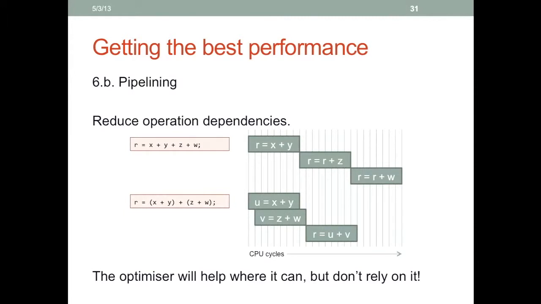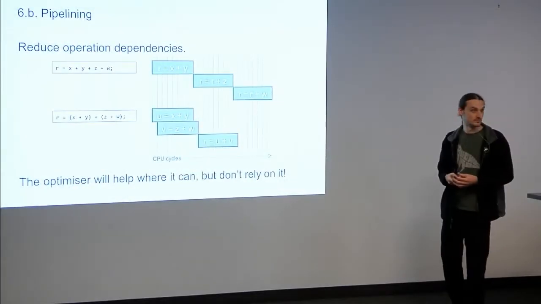This is really trivial. If you simply put brackets around here, then we can kick off x plus y and z plus w effectively in parallel, and then add them together, and we've gained big. Now, this will come up all the time, and not necessarily with addition, but with more complex operations. So you need to just try and get as much overlap as possible.